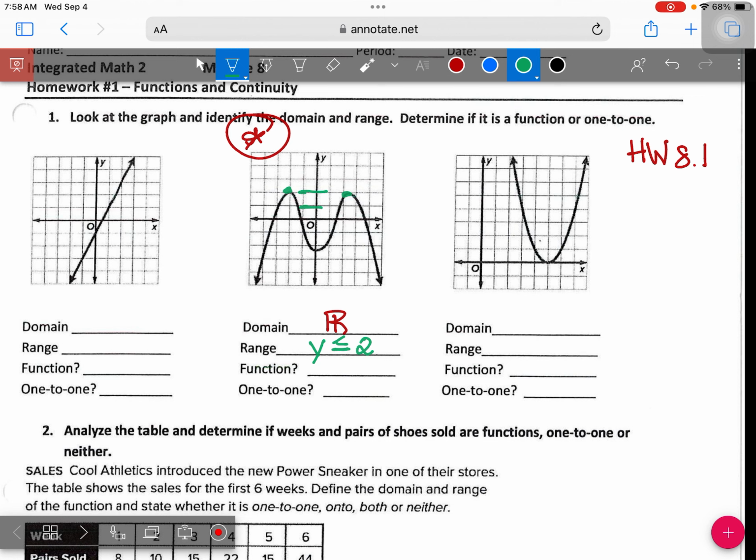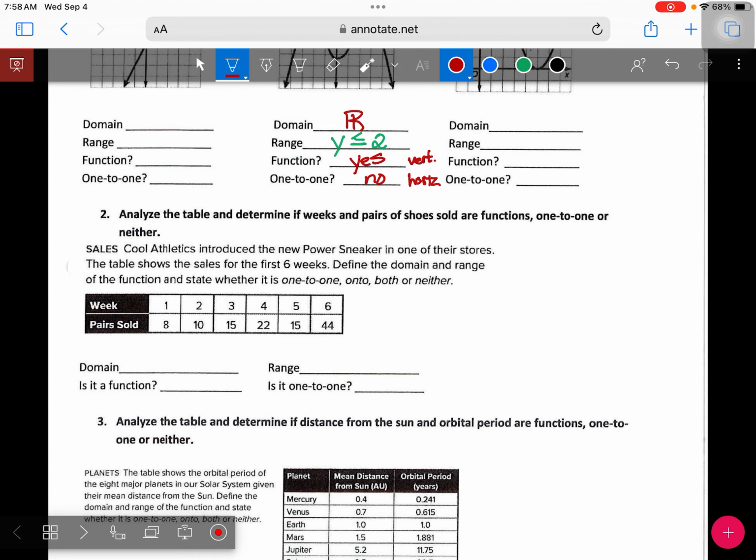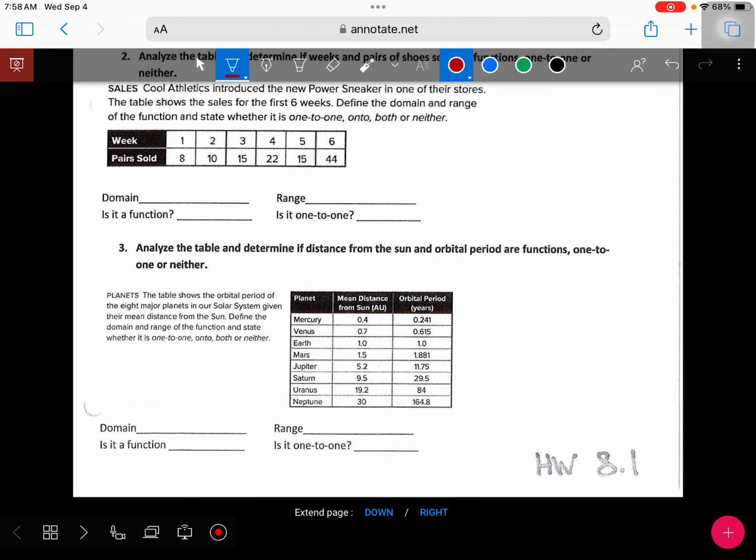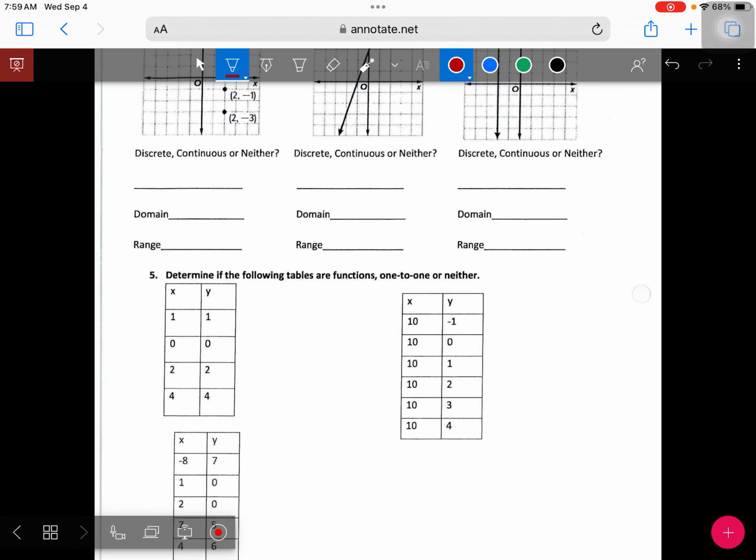Is it a function? Remember, you've got to do that vertical line test. Is it a function? Yes? No? Yes? Is it 1-to-1? This is the horizontal one. Is it only going through once? No. There you go. That's what you're doing for that. So you need to complete front and back.